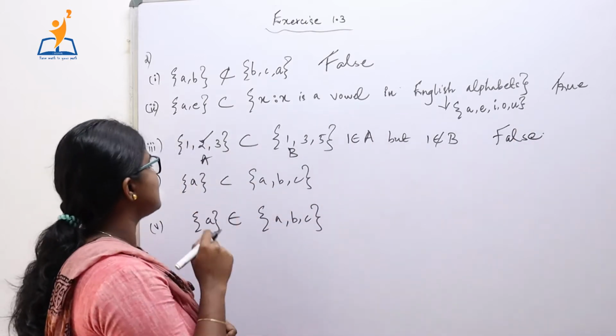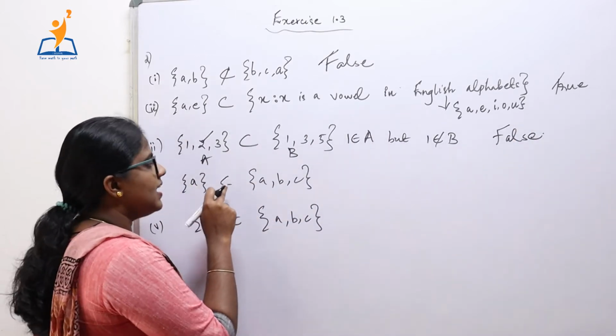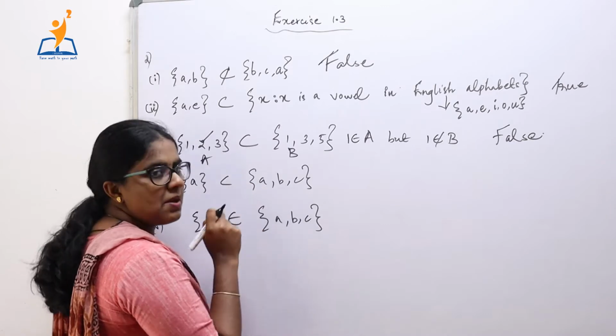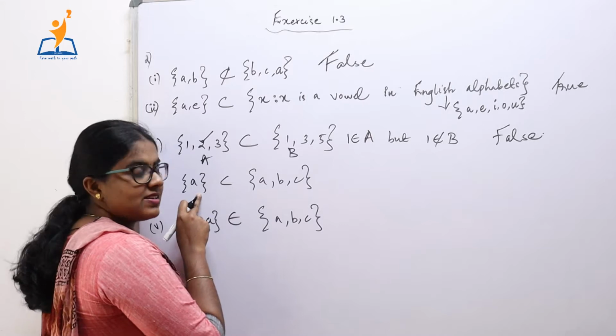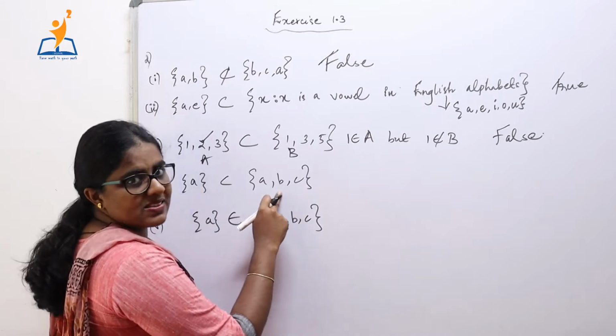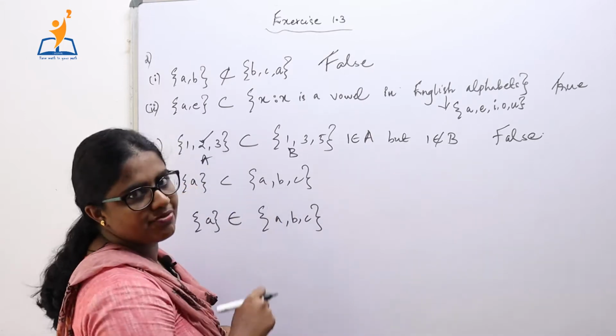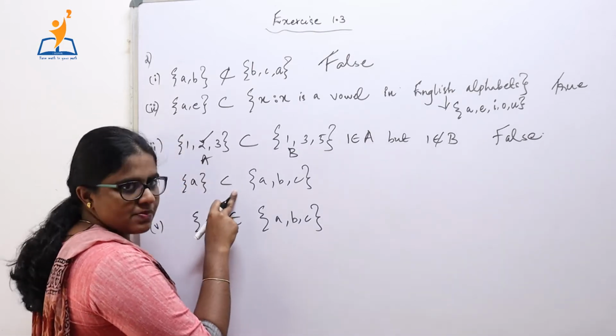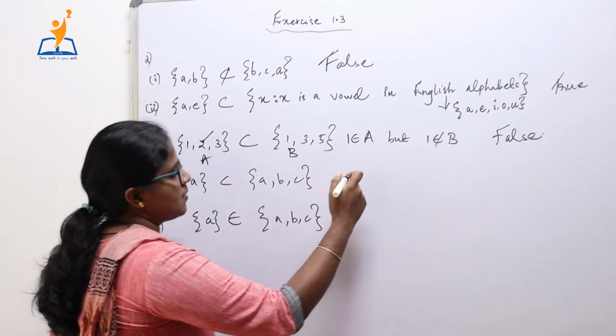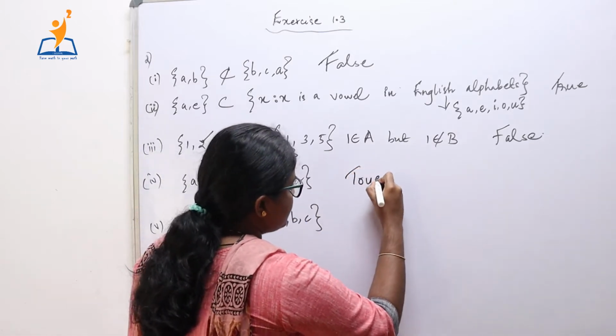Now next question is, set A is a subset of set A, B, C. Now A is an element of this set, and we have to check whether A is here or not. Here also we have A. So we can say that this particular set is a subset of this set. That is, this statement is true.